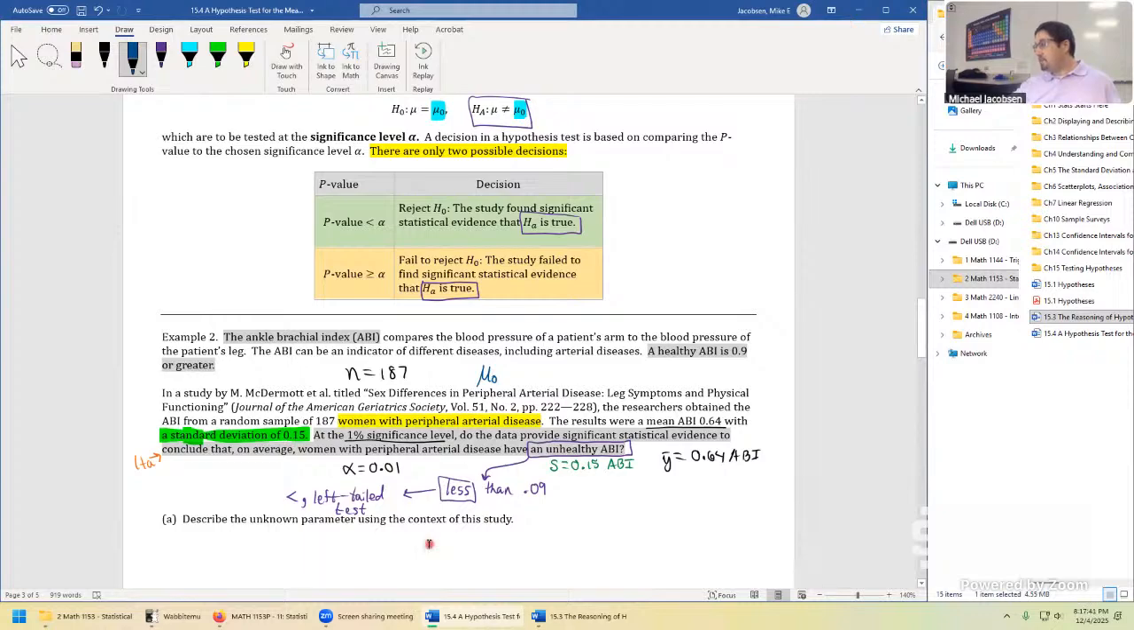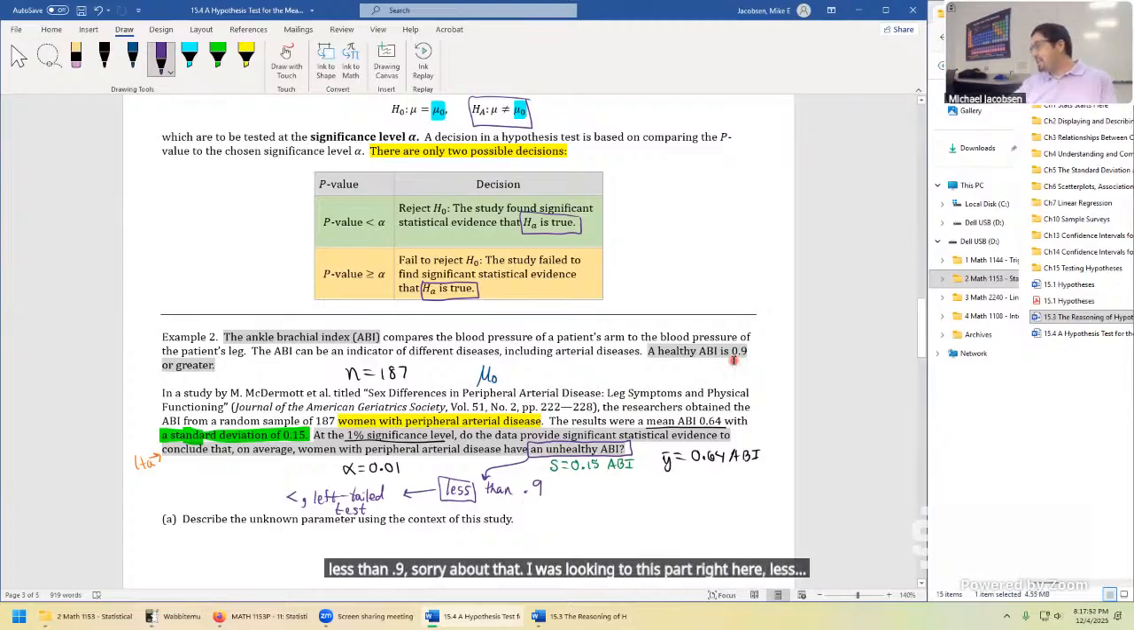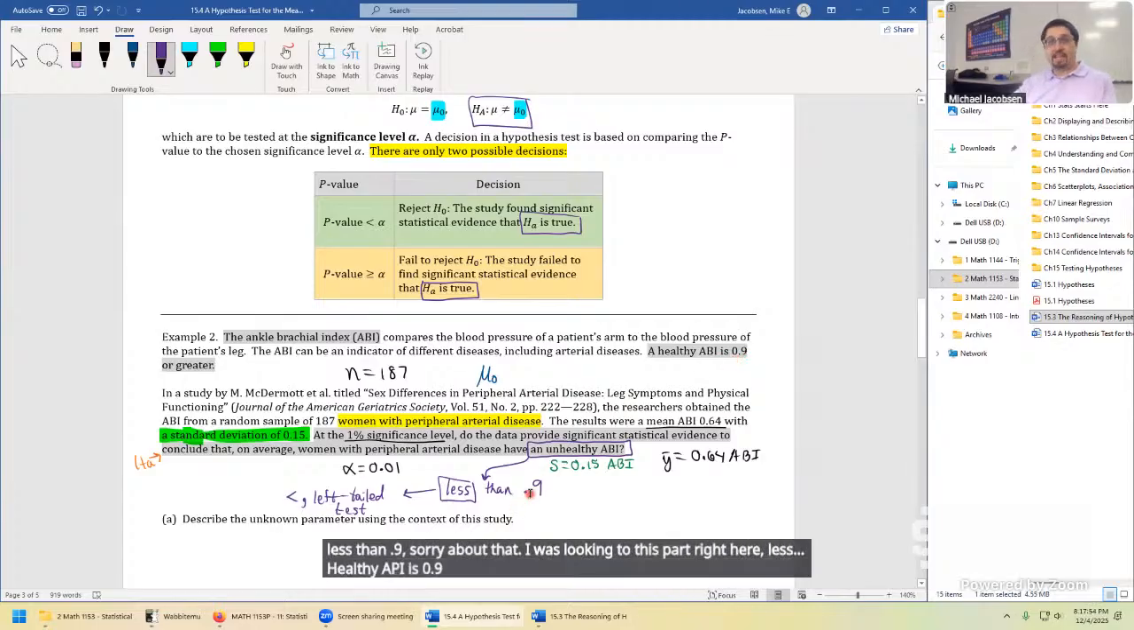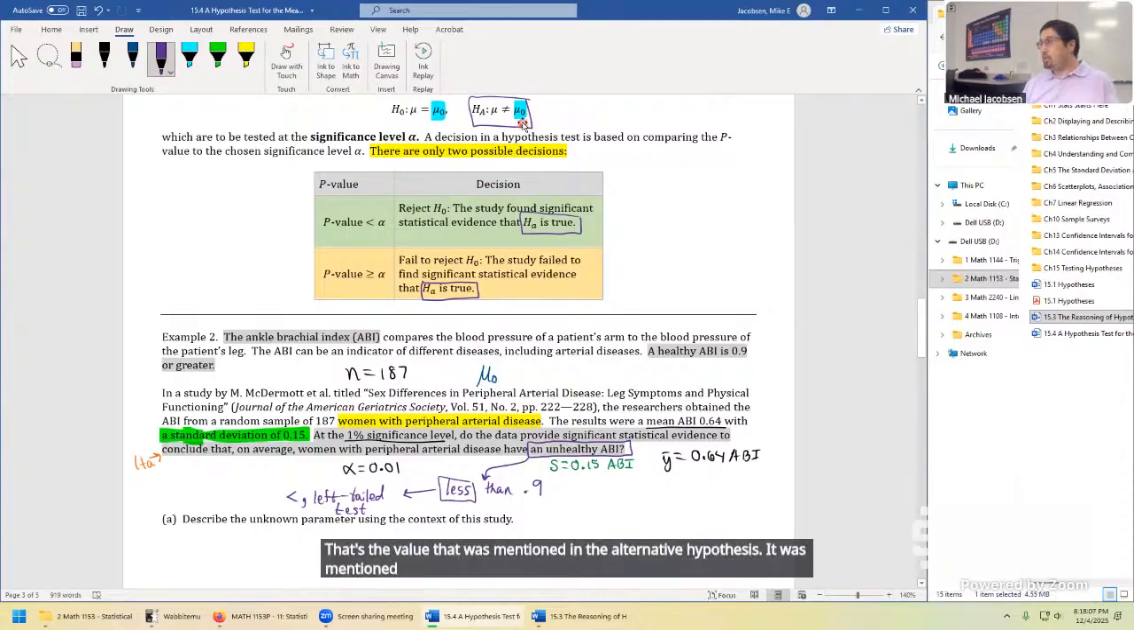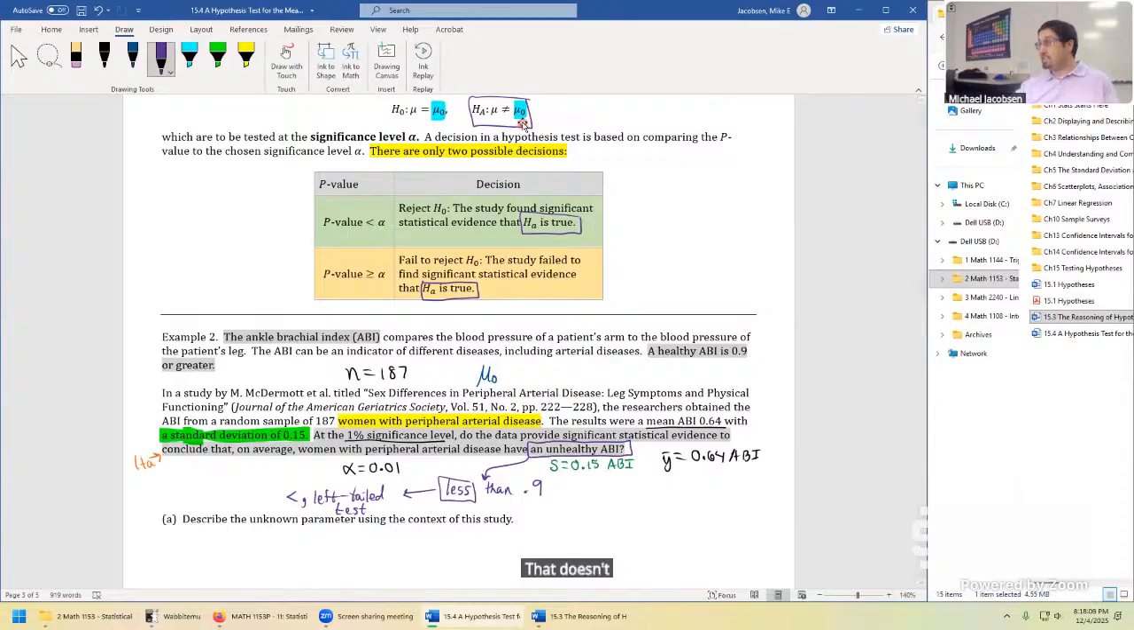And that number, I wrote incorrectly, hang on. Less than 0.9, sorry about that. I was looking to this part right here. A healthy ABI is 0.9 or greater, so I should have said less than 0.9. That's it. That's the hypothesized value. That's the value that was mentioned in the alternative hypothesis. It was mentioned here directly. In fact, that doesn't always happen when we write out these tests. It's the same value here.